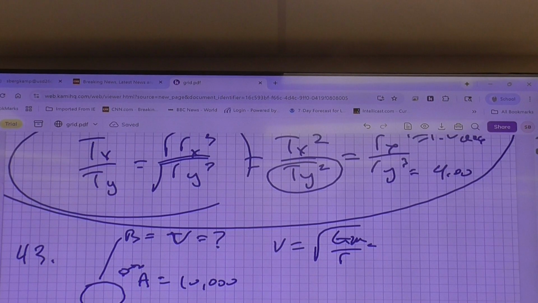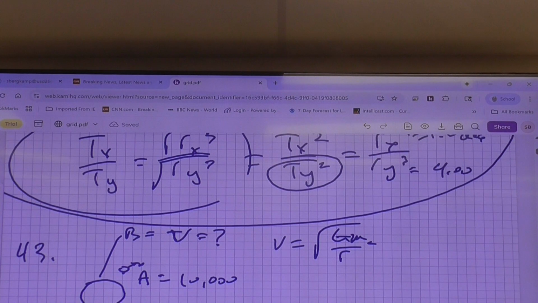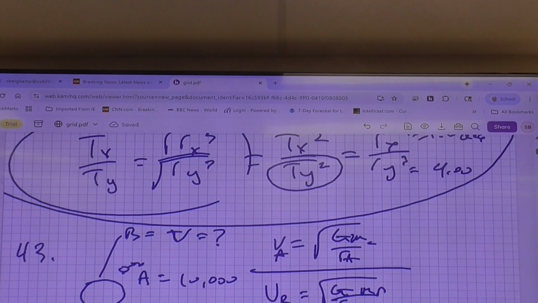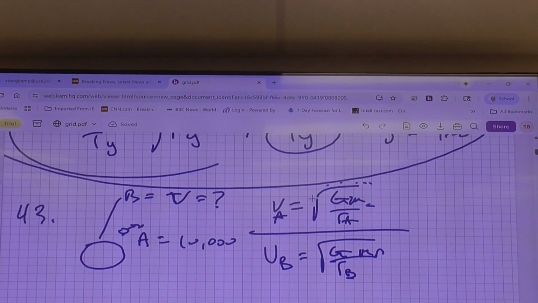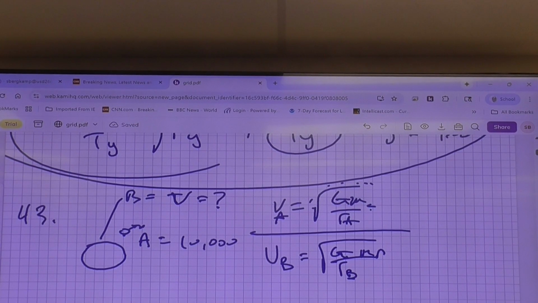So this would be the velocity of A is going to equal the square root of big G, the mass of the planet, over some R. Then we're going to have the velocity of B, big G, mass of the planet. This is the radius of A, this is going to be the radius of B. Now, if you're clever, and you can look at this, are big G and the mass of the planet going to be the same for both of these?